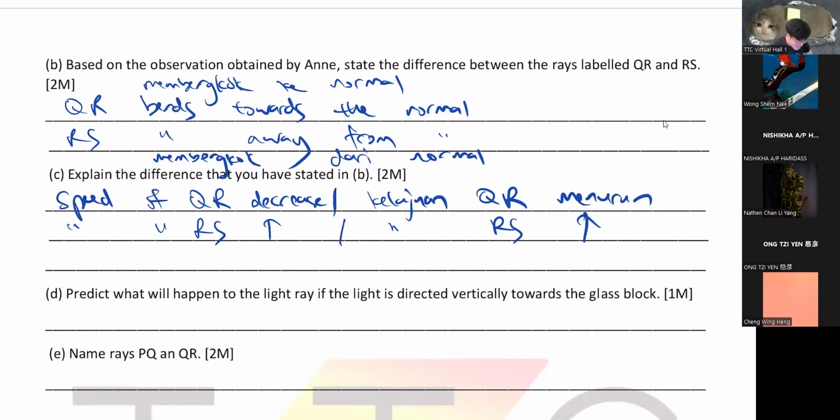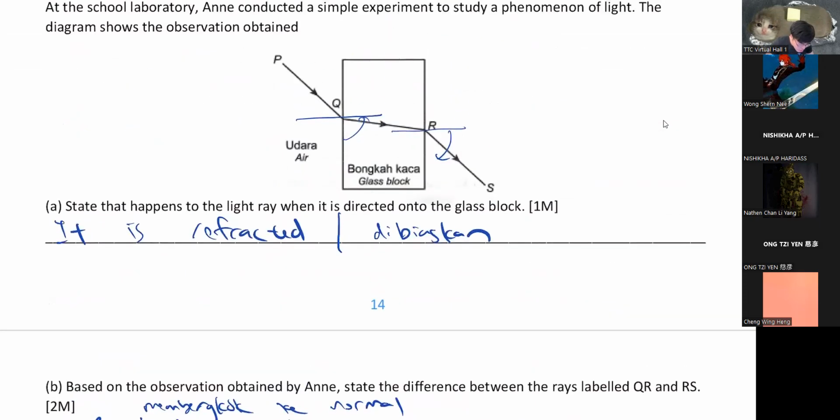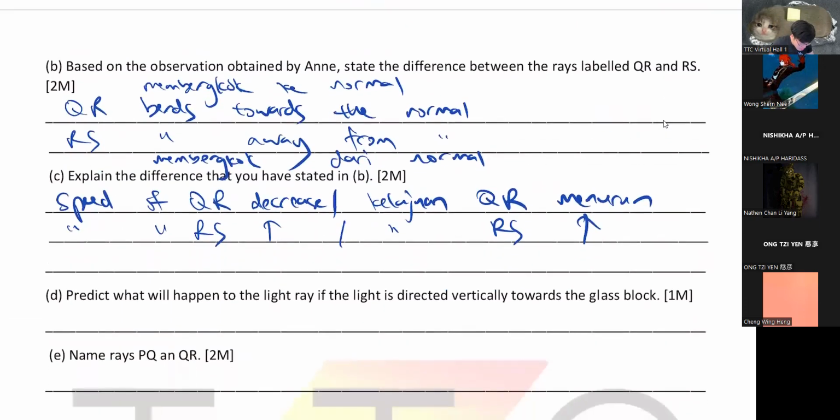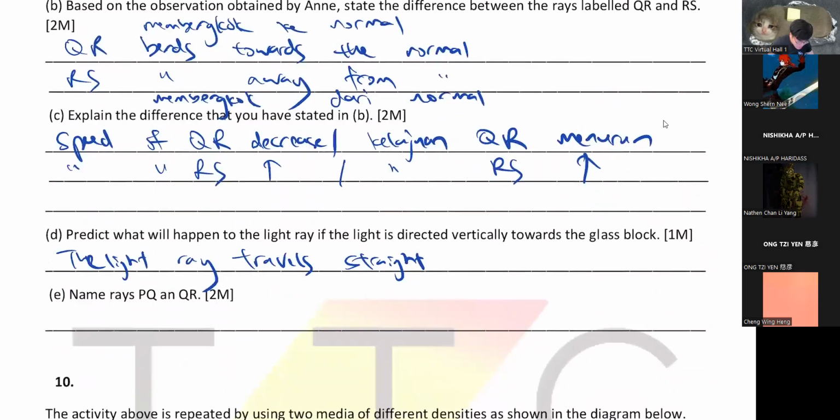All right, anyway. Okay, so D, predict what happens to the light ray if light is directed towards the glass block. Okay, if it goes straight into the glass block, it will travel straight. Okay, there will be no bending. Okay, the light ray travels straight. Okay, bergerak secara lurus.